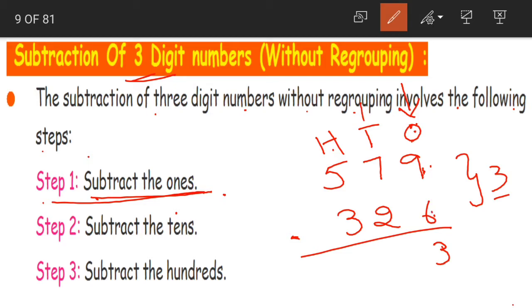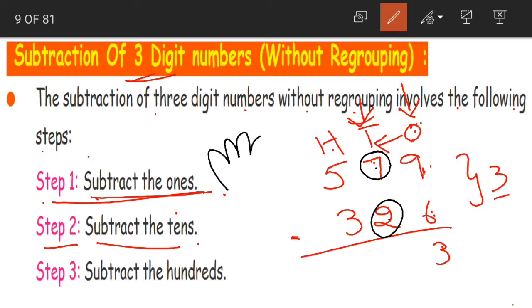Okay. Now coming to the tens place. Now the second step here is subtract the tens. Yes, after ones we move on to the next place, which is the tens place here. Now in the tens place we have 7 minus 2. What is 7 minus 2? Again, open 7 fingers and then close 2. How many fingers are we remaining with? 1, 2, 3, 4, 5. Yes, so 7 minus 2 is equal to 5.